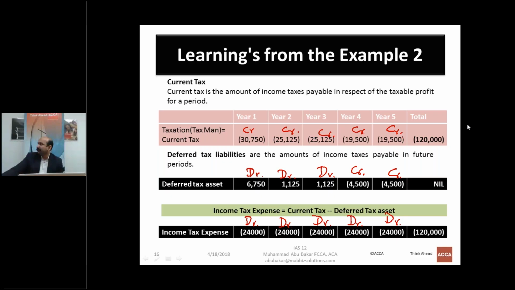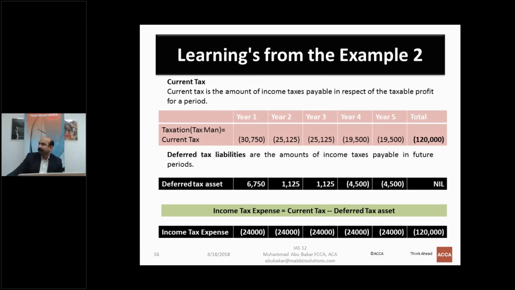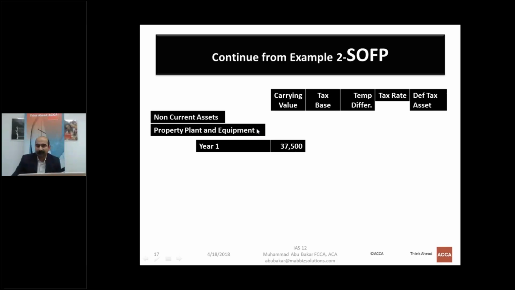Okay, now let's discuss the statement of financial position. Here you can see that under the statement of financial position, property, plant and equipment for year 1 is 37,500. Because in this example, accounting depreciation for the first year is 50%. So at the end of the first year, the carrying value of the asset after reducing it by 50% depreciation is 37,500.